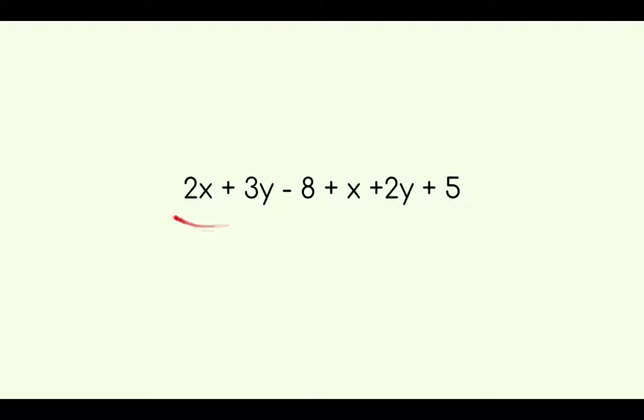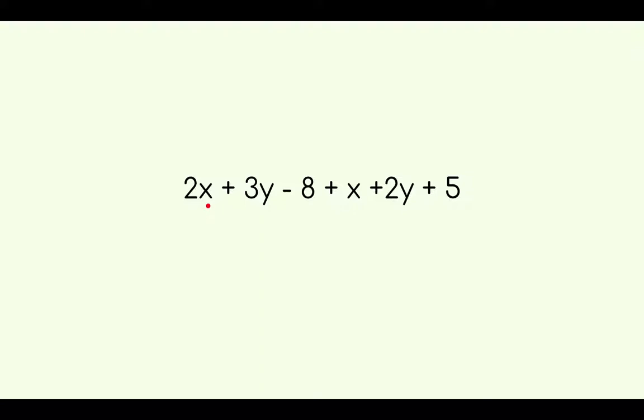Okay, so let's read this expression. It's 2x plus 3y minus 8 plus x plus 2y plus 5. All right, so now let's go over and talk about each individual term. The first thing we see here is 2x. Okay, 2x is a variable term.